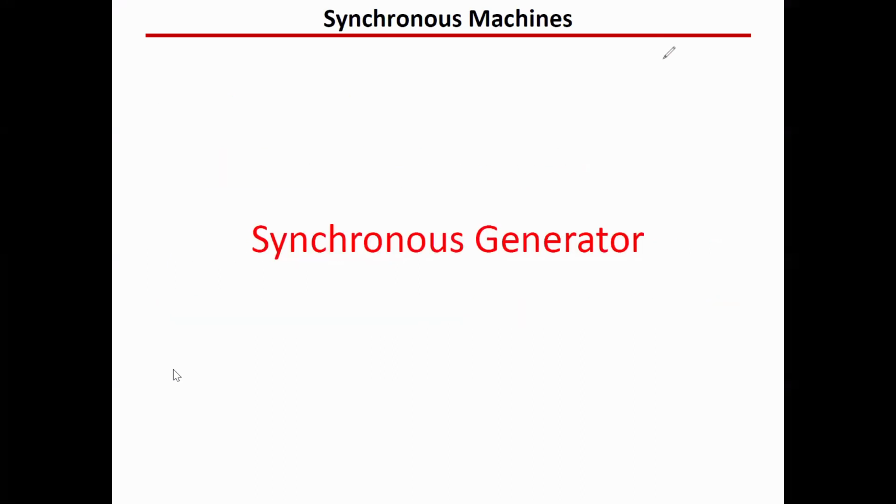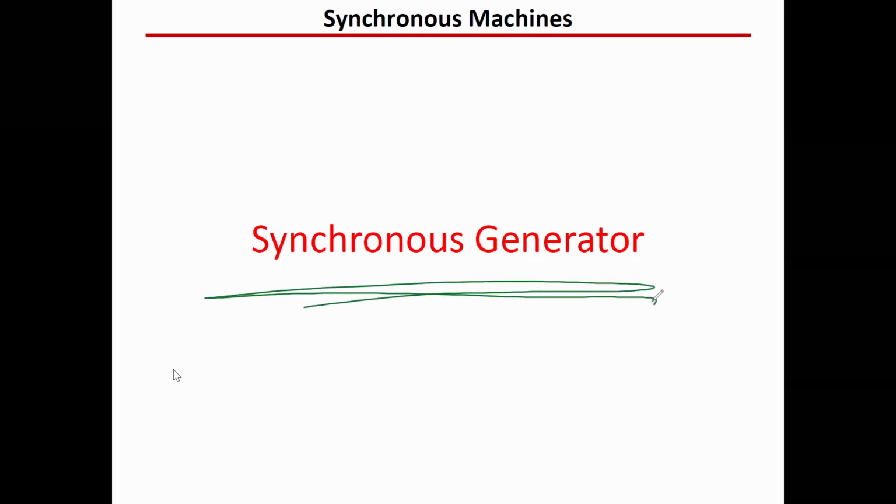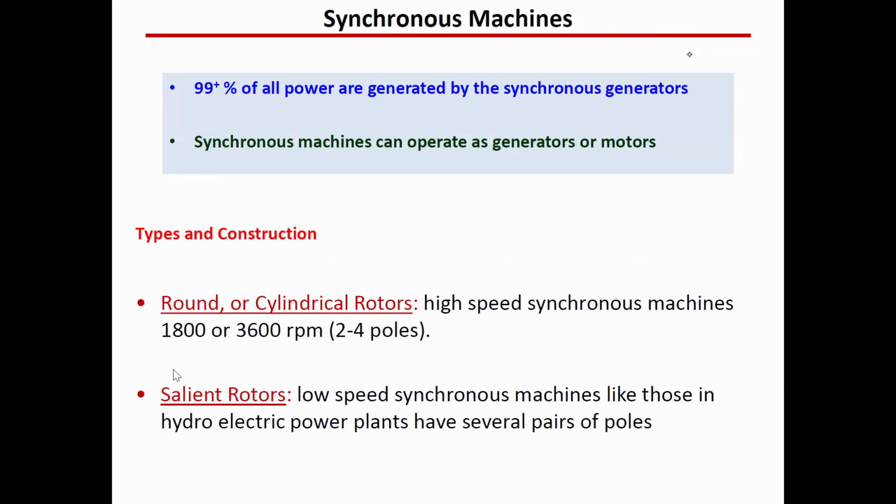So we're going to start talking about synchronous generators, and most of the generators in the system are synchronous. If you go to the power plant, for example, where we generate electricity, you will see that the generators used are synchronous. So they are AC and they are synchronous type, not induction, which we'll cover next week. So we'll start with the synchronous generator type, and after that we'll talk a little bit about the motor. So 99+% of all power is generated by synchronous generators.